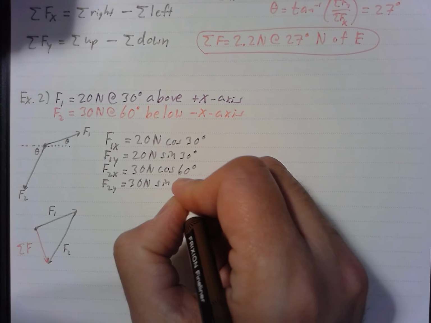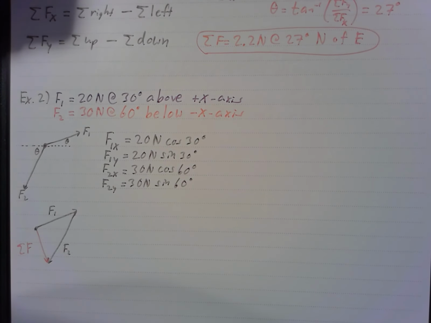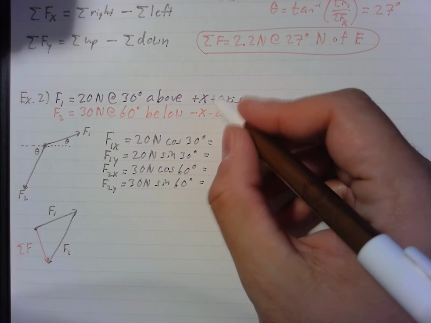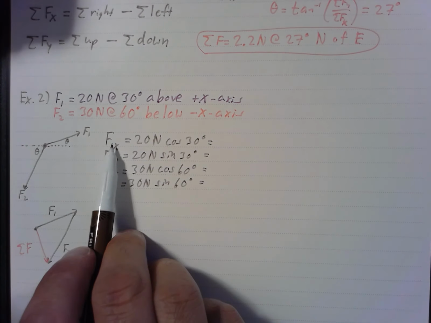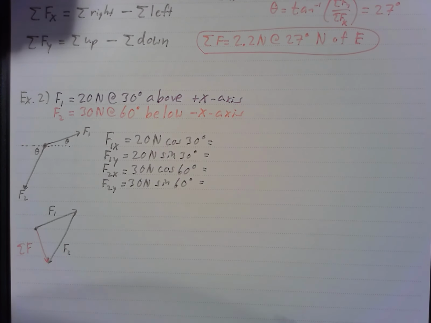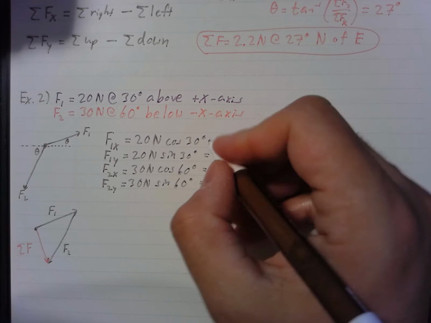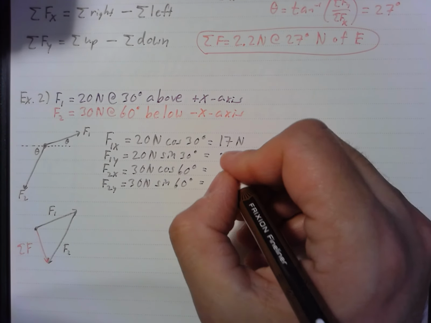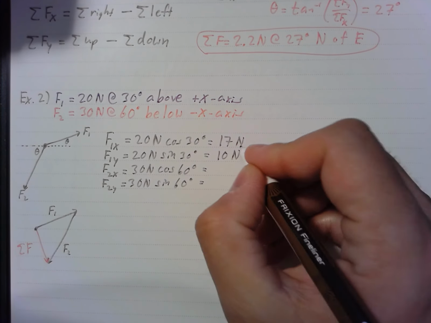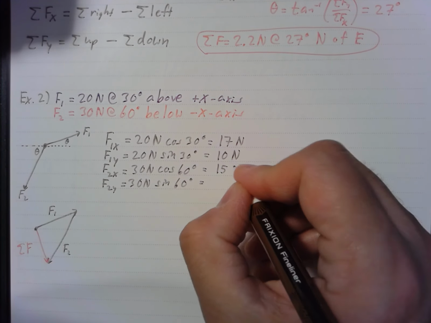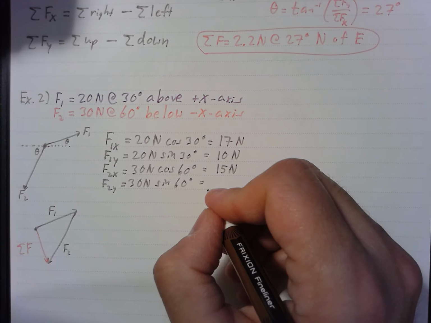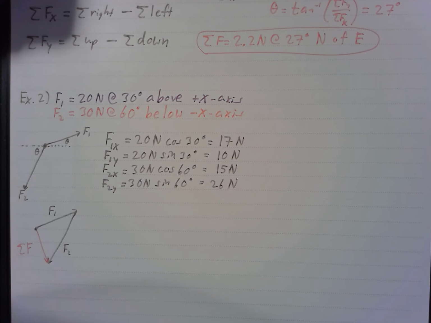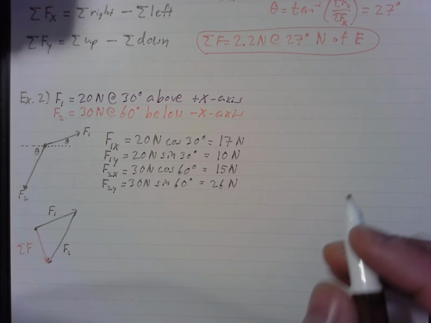Okay, so everything is cosine and sine for me, and for these, because the angles are given relative to the x-axis, my x components are cosine and my y components are sine. I'm going to round these to whole numbers, so I'm going to have 17 newtons for F1 in the x direction, 10 for F1 in the y direction, 15 for F2 in the x direction, and 26 for F2 in the y direction. And now I can add my forces.